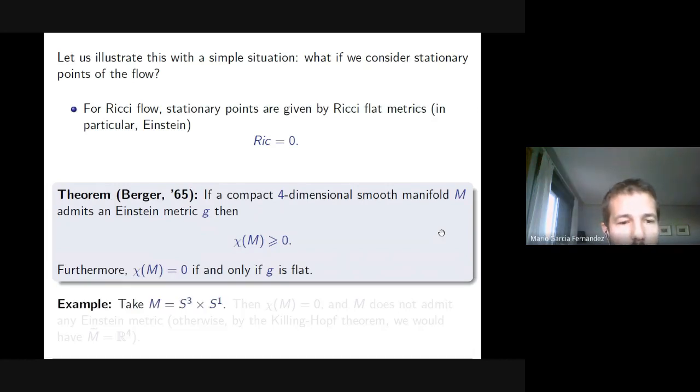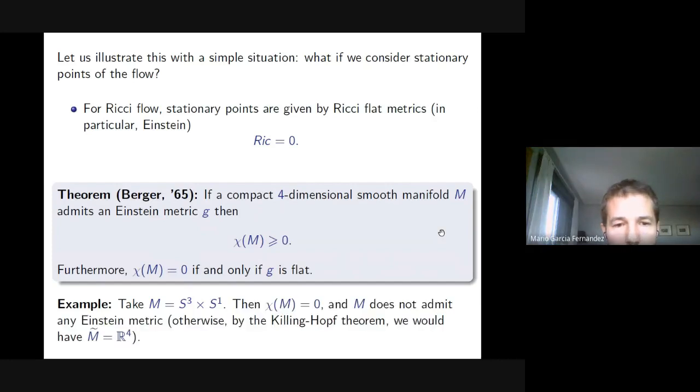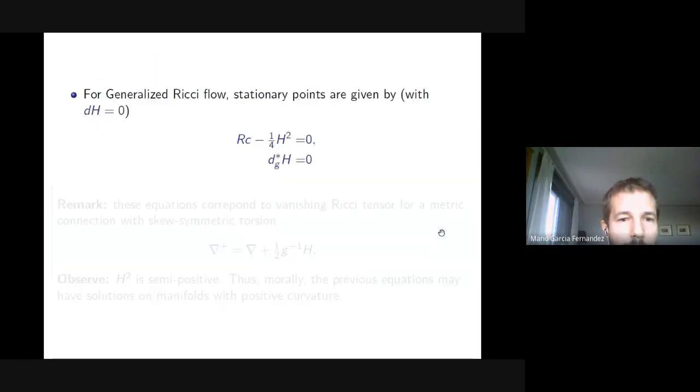Okay, so let's take S^3 × S^1. This has 0 Euler characteristic, and therefore M does not admit any Einstein metric, because otherwise, by Berger's theorem, we would have that the universal cover would be R^4. So S^3 × S^1 does not admit stationary solutions of Ricci flow.